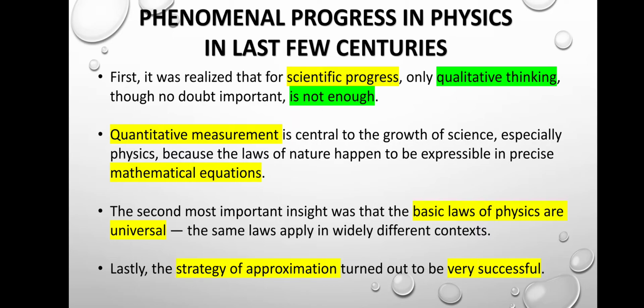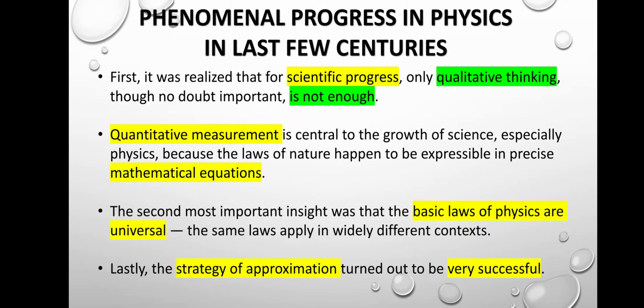Right? So the second most important insight was that the basic laws of physics are universal. All these physical laws: laws of motion, Kepler's laws, friction laws, conservation laws, Ohm's law, magnetism, whatever laws we study are universal. Till date, they cannot be proven wrong. But in case they are proven wrong, then some other theories which are right and experimented can also be applied. Lastly, the strategy of approximation.